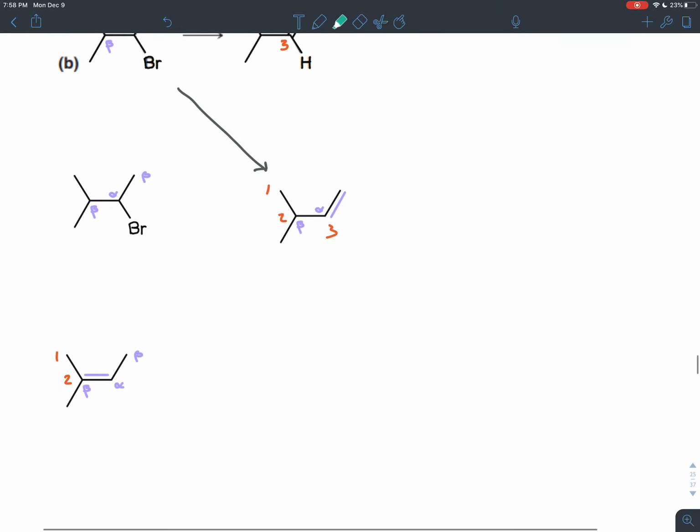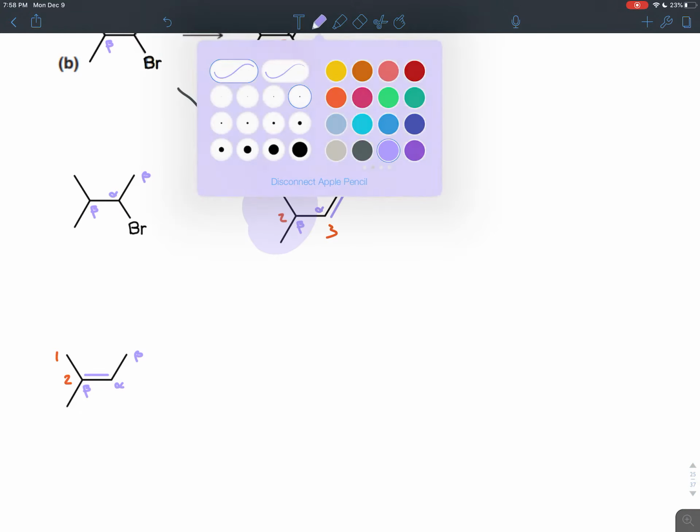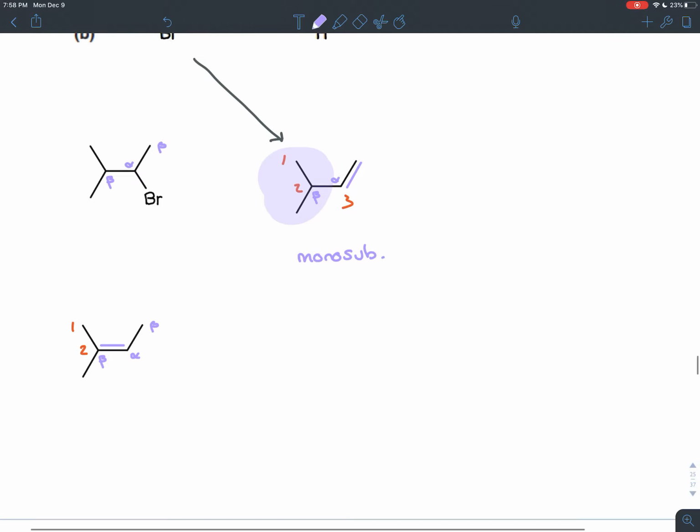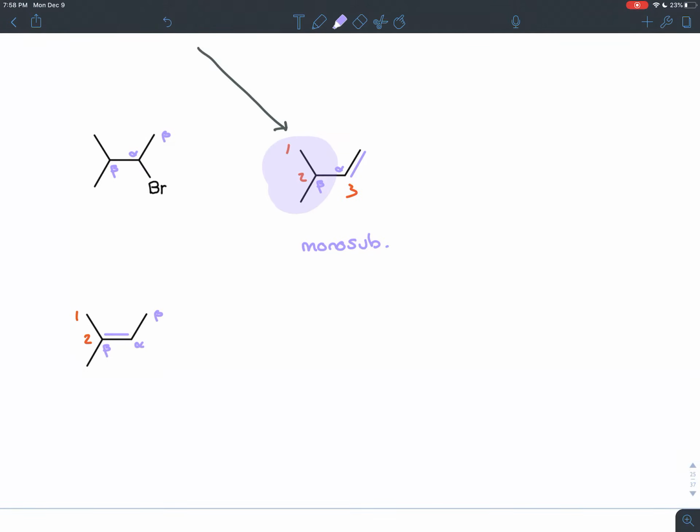Now if you'll notice, that is the less substituted alkene. This alkene only has 1 carbon branch coming off of the carbons in the double bond. That is mono substituted. The other one, the one we don't want, has 1, 2, 3 carbon chains coming off the carbons in the double bond. That's tri-substituted. That more substituted product, that's the Zaitsev product. The less substituted product is the Hofmann product. So we want the Hofmann product.